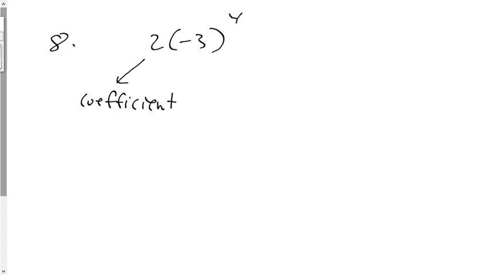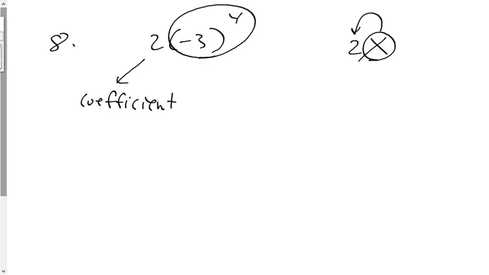Okay, question 8. Question 8 asks us to define the terms. It says, what is the 2 called? It's called the coefficient. And when we learned coefficients, you learned them back in algebra, like 2x. It takes an unknown value, in this case x, and multiplies it by 2. In this case, we're taking a power, which technically is unknown because we haven't simplified it, and we're multiplying it by 2. So it's kind of the same thing.